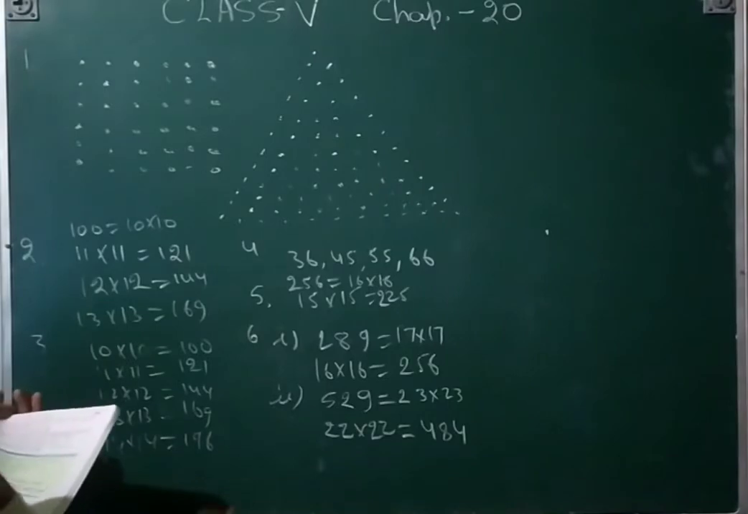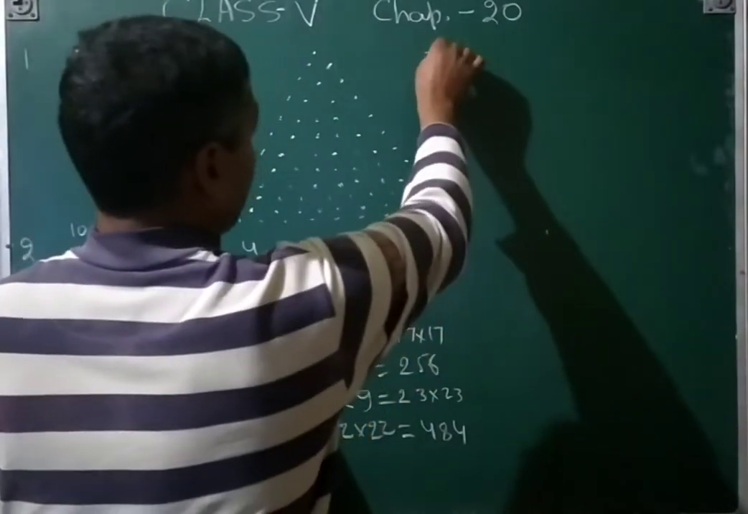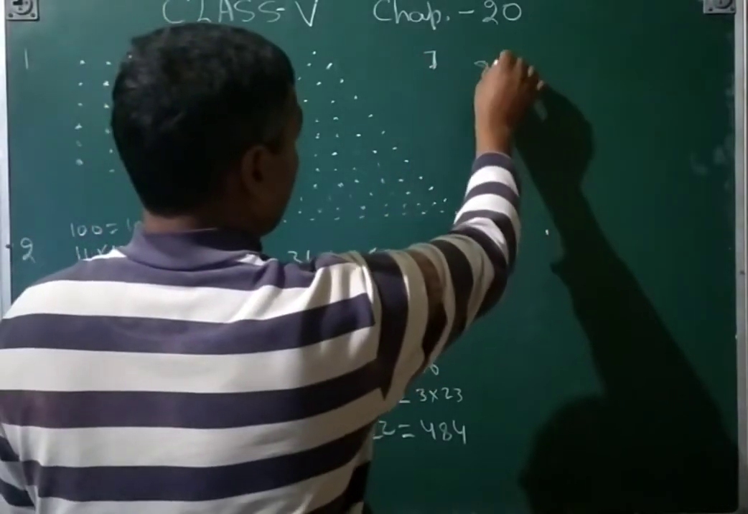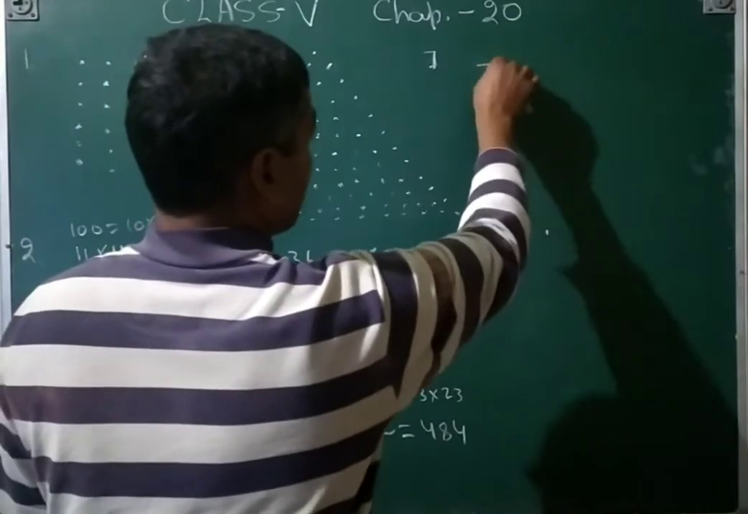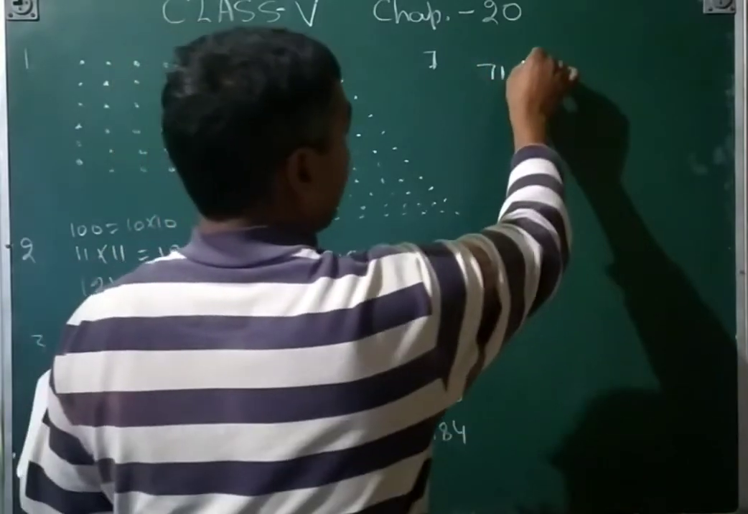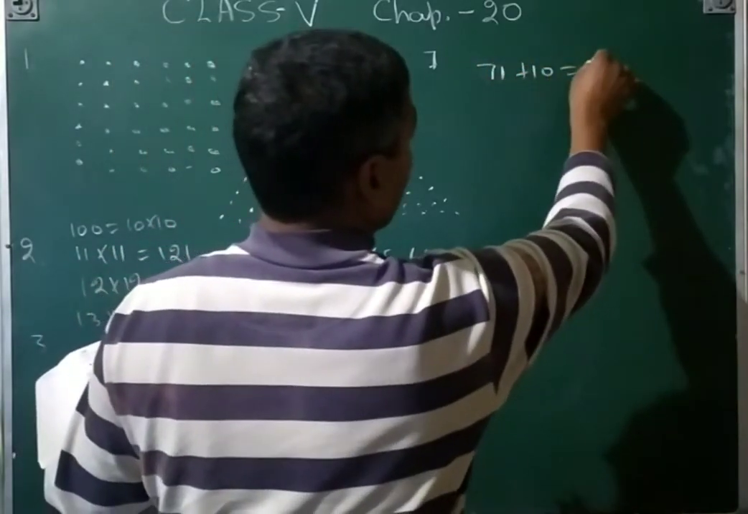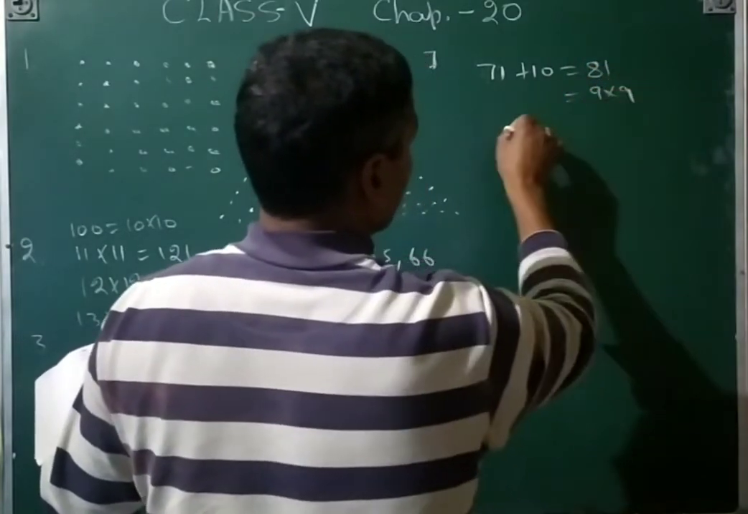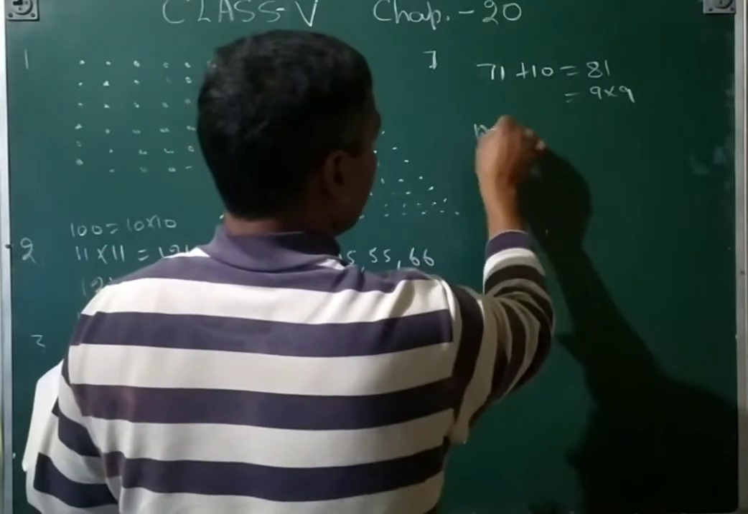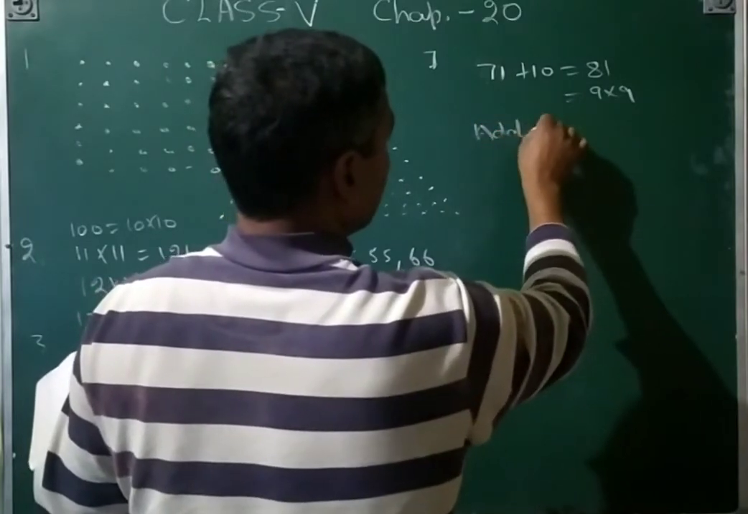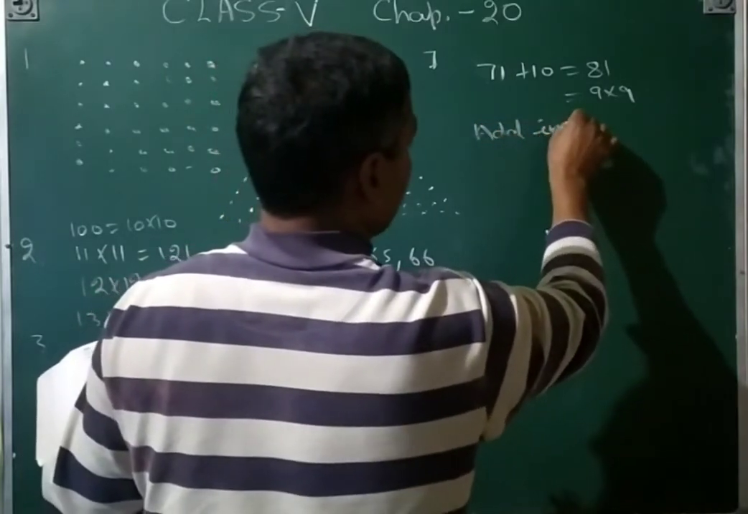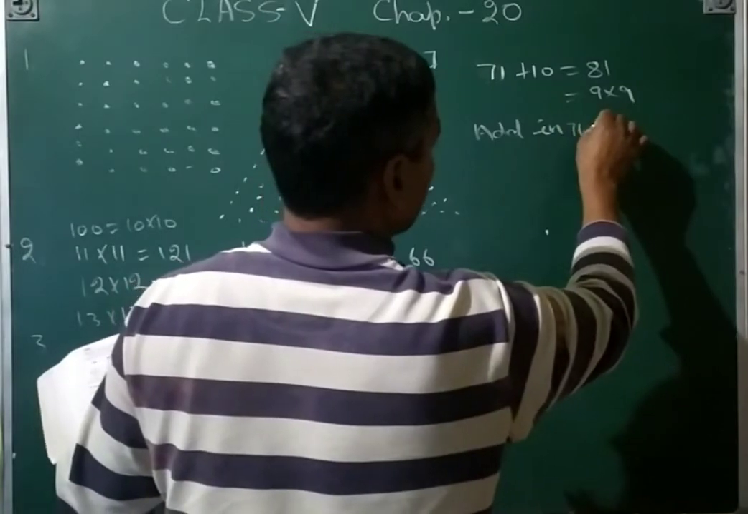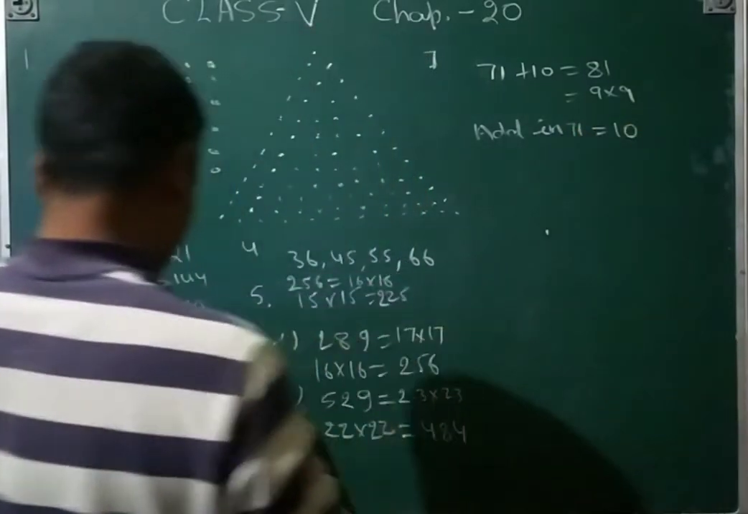Seventh question. What smallest number should be added in 71 to make it a square? So seventh question, the number is 71. If we add 10, that will be 81, and 81 is equal to 9 into 9. So we will add 10 in 71.